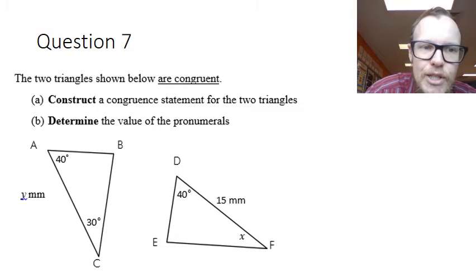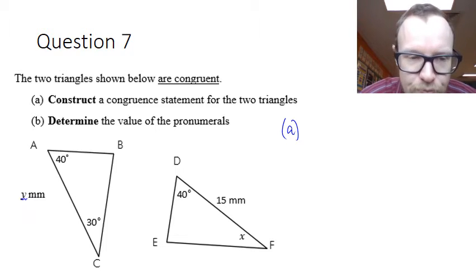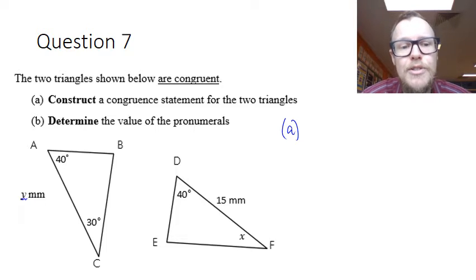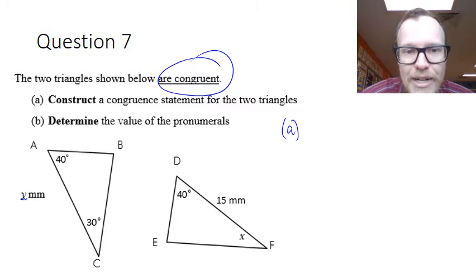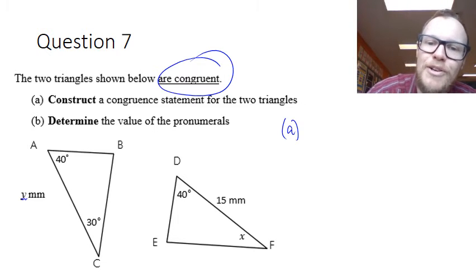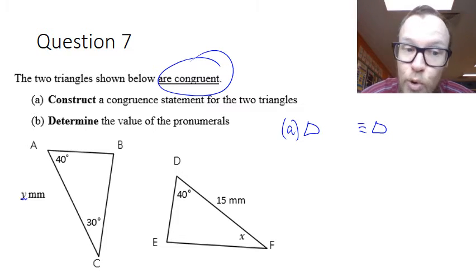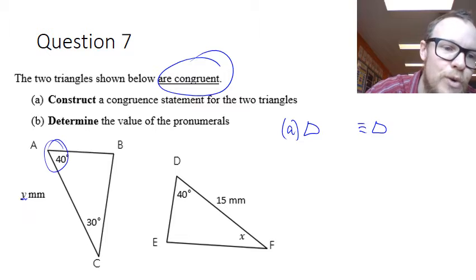Okay, looking at question 7 here, we've got to construct a congruent statement for the two triangles. So we need to determine these two triangles below are congruent. That means their points match up. We're being told that they are congruent, so it means that we have one triangle is congruent to the other triangle. Now we need to make sure that the order of the vertices match up. So we can look and see, hey, this is 40 degrees.